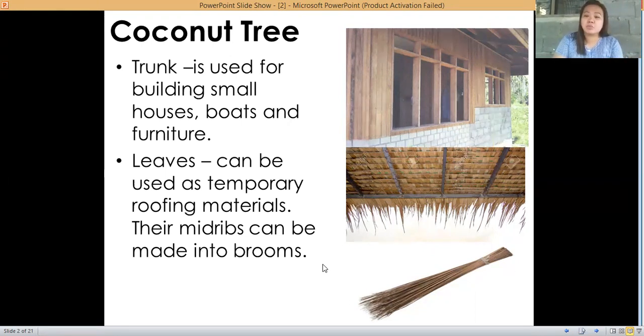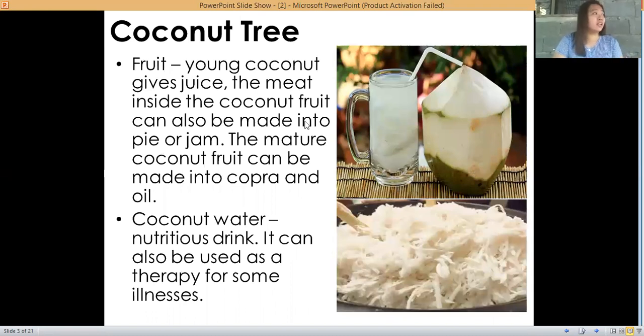And then the midribs, remember the midribs? The midribs of the coconut, we can make into brooms, this one. Next is the fruit. The young coconut gives us juice, and the meat inside the coconut fruit can also be made into coconut pie or jam. We can also use this when we make buko salad.